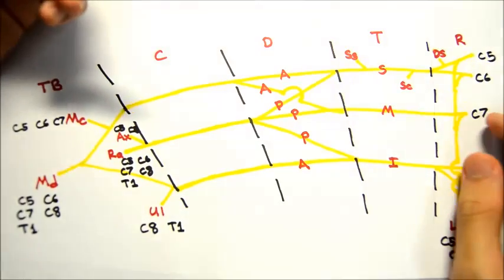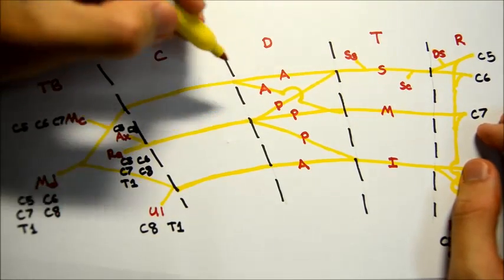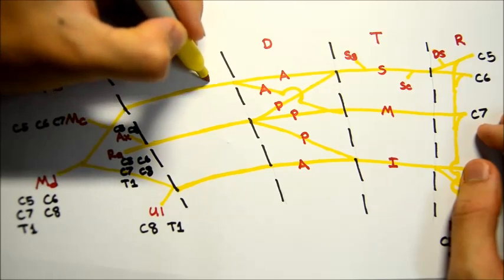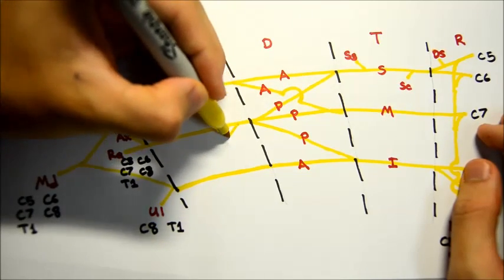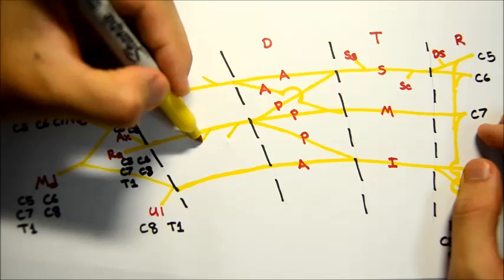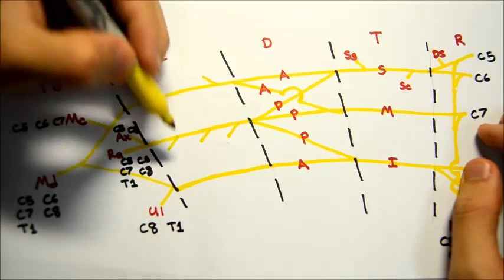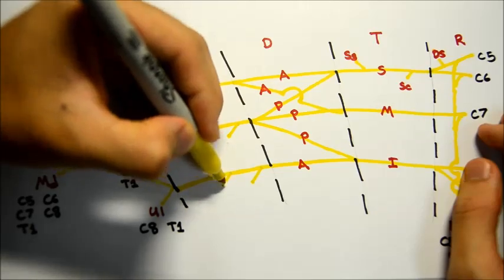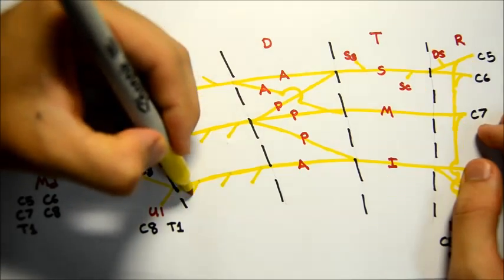Okay, cords have many branches. First, I'll just draw the branches first, and then we'll proceed to the labeling. First branch, second branch, third branch, fourth branch, fifth branch, sixth branch, and the seventh branch. Okay.